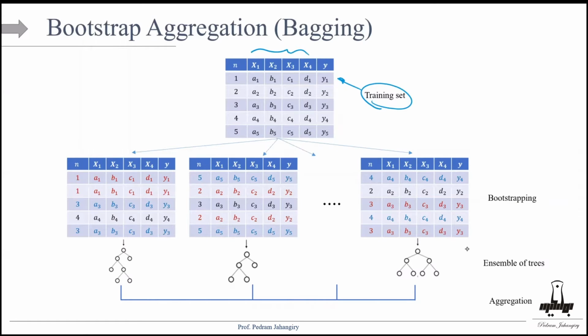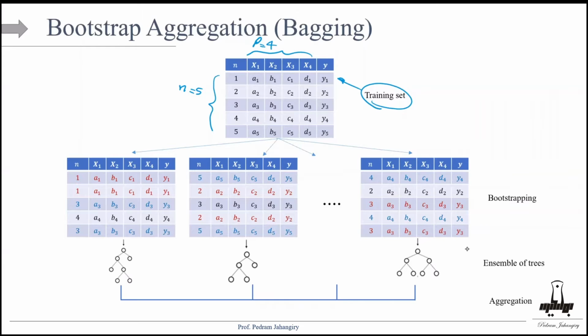So let's say the number of features is 4, and we're going to denote the number of features with the letter P. And let's say we have 5 observations. So N is 5, and our P is equal to 4. P is the number of features, right? Then we are going to bootstrap from this data.